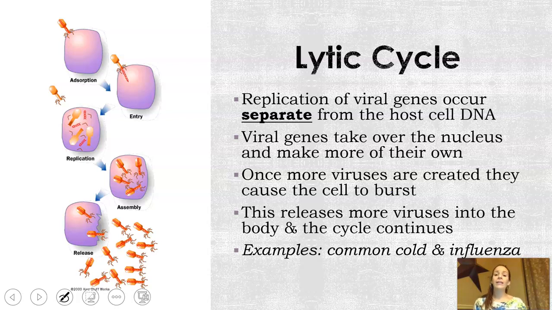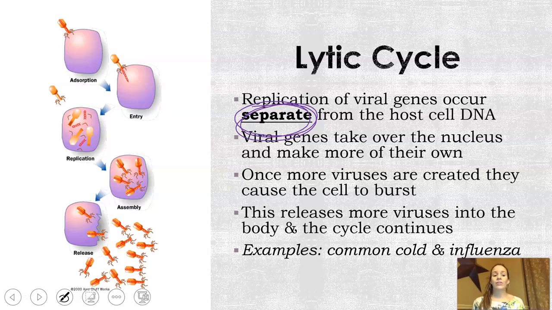So lytic cycle, first of all, once again, they're very similar words. They're very easy to confuse. The easiest way to keep these two straight is lytic is a shorter word than lysogenic, and it's also a shorter cycle. So in the lytic cycle, the viral genes are going to replicate separate. Huge thing to remember. Separate from the host cell DNA. Yes, they still take over the host cell nucleus and they trick it into making more of their viral DNA or RNA, but they don't inject their DNA into the host DNA.